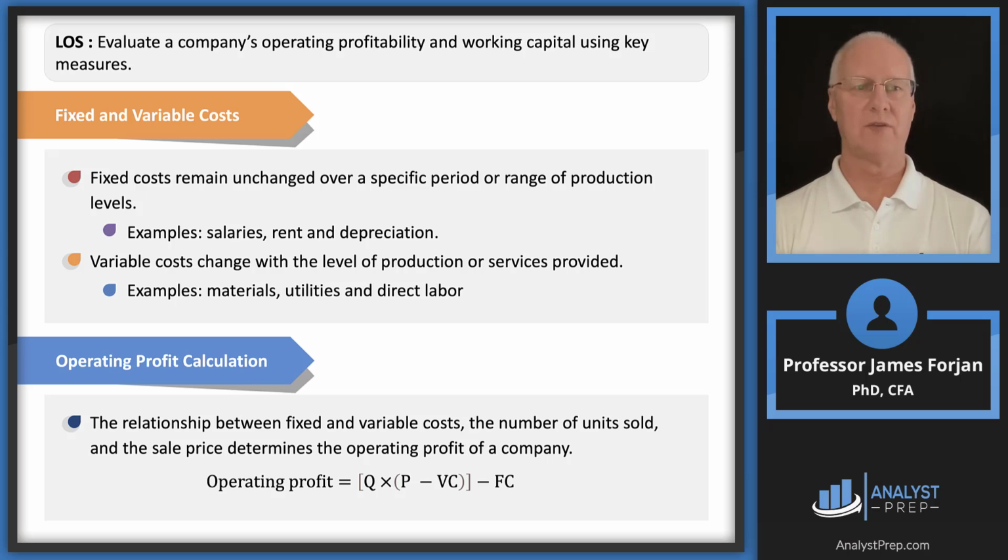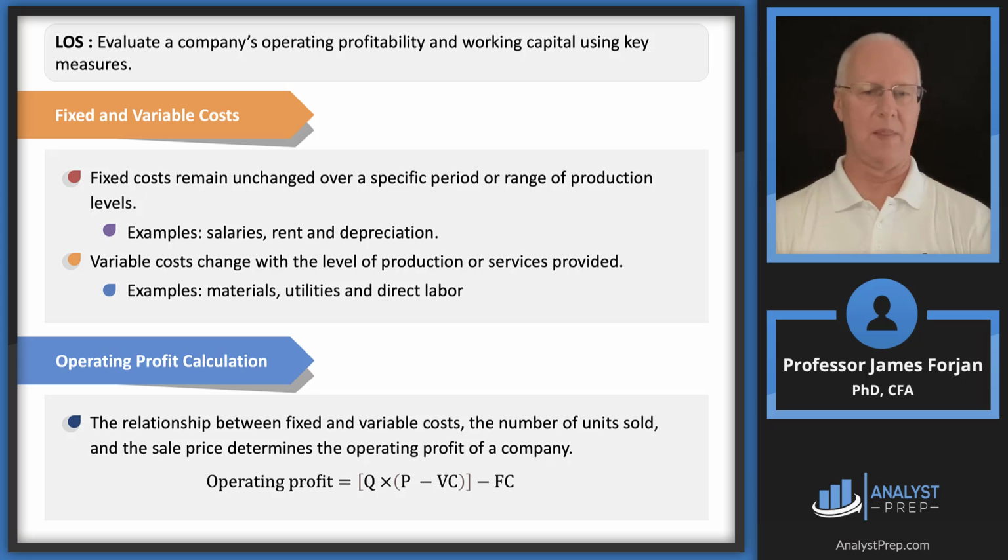Fixed and variable costs, you probably don't need me to remind you of this, right? Fixed costs remain unchanged. You turn the lights on, they're on all the time. You have to pay for the lights whether you're manufacturing something or not. But when you turn the conveyor belt on, that's a variable cost, right?